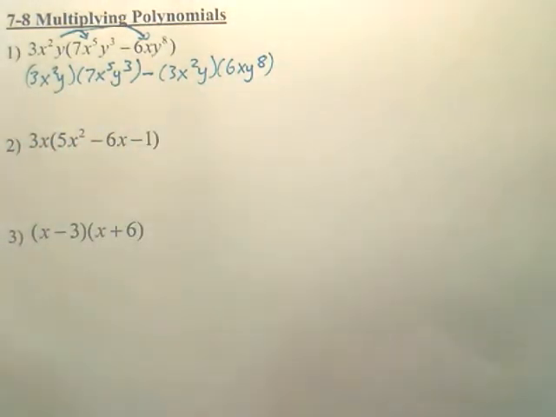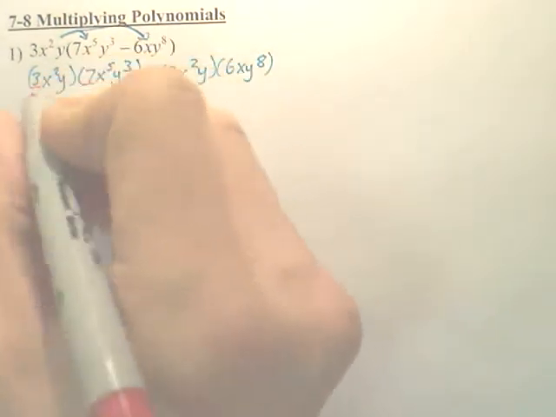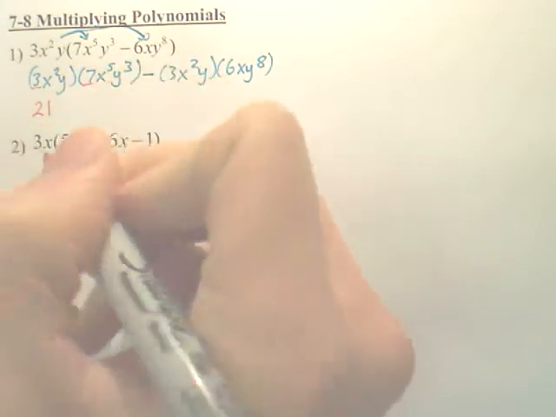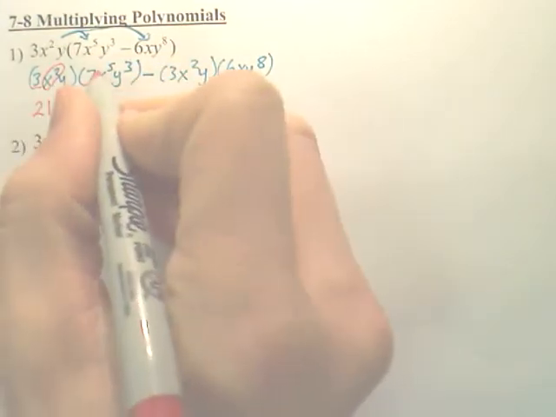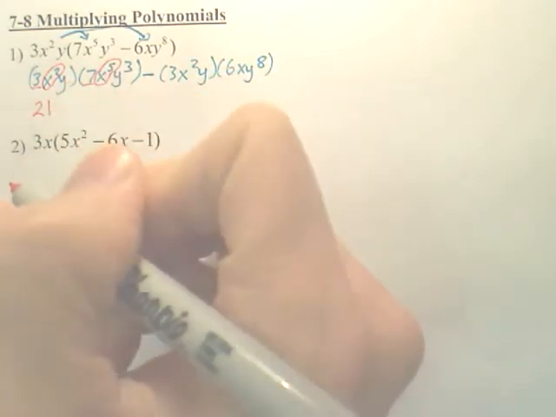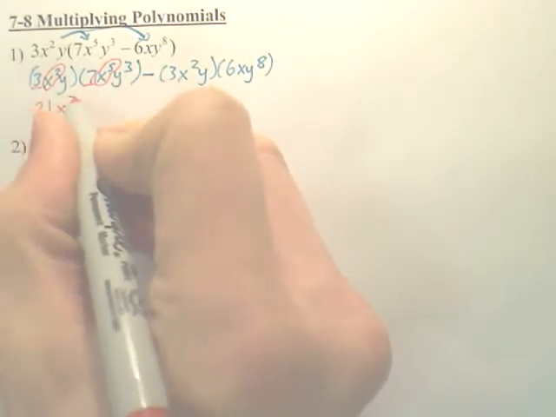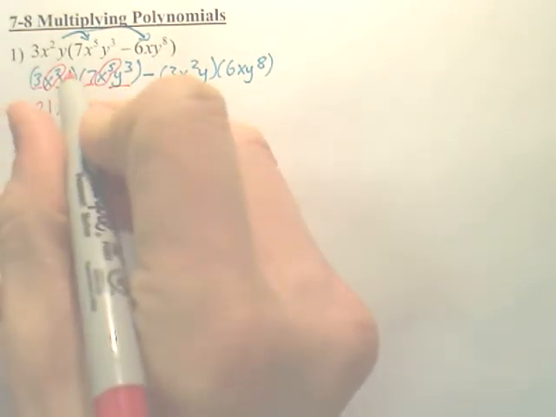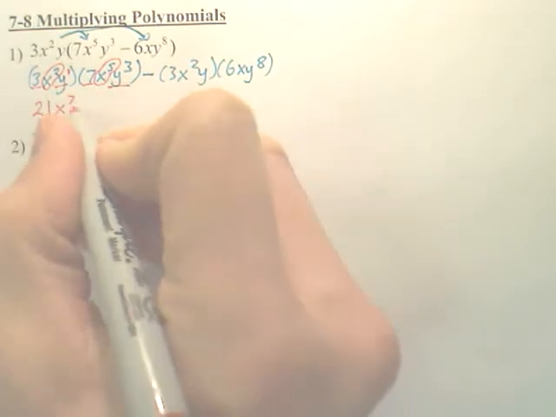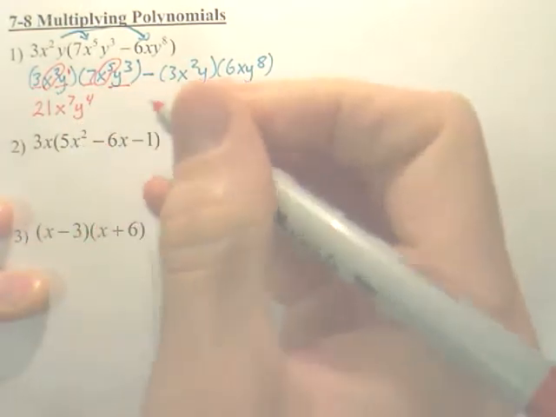Alright, our next step is to multiply these two. So 3 times 7, you should hopefully know that's 21. And then we have, looks like x squared times x to the 5th. Well, x squared times x to the 5th, you add the exponents, so it's x to the 7th. And lastly, y times y to the 3rd, that's the first power, so y to the 1st times y to the 3rd is y to the 4th. So you add those.